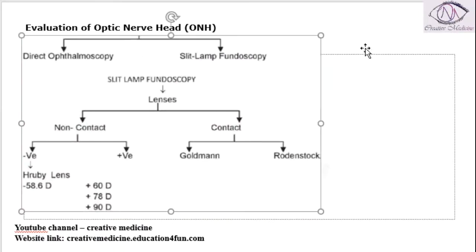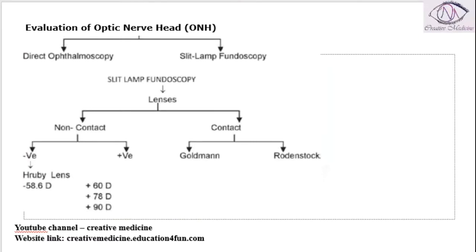That is fundus examination. The optic nerve head can be evaluated either by direct ophthalmoscopy or by slit lamp fundoscopy. In slit lamp fundoscopy, we use a lens mainly. So what lens are used? Non-contact lens or contact lens can be used.